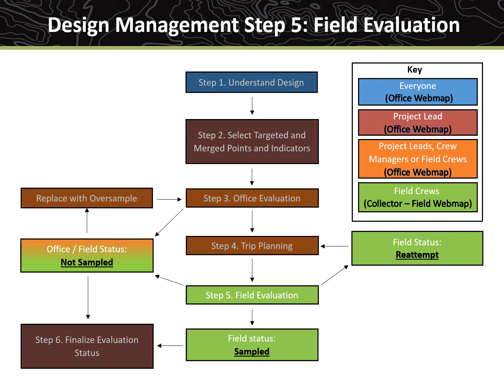The 5th step in the design management process is for crews to go out in the field and sample or reject the reaches assigned to them on their trip plans. They are then in charge of recording those visits in the field web map using Collector.